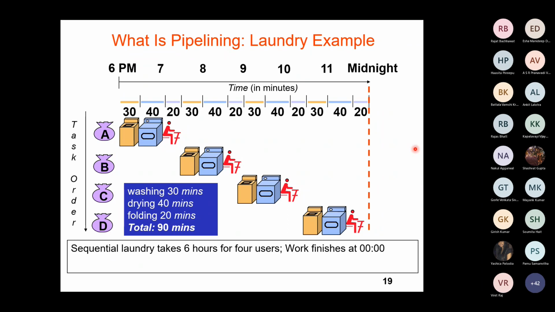In real life, what you do, as soon as the washing is finished and A moves to the dryer, the user B may start using the washer, right? And so on. So here, as you can see, this is the time axis. If I draw a vertical line here, at any instant of time, only one resource is busy. Isn't it so?